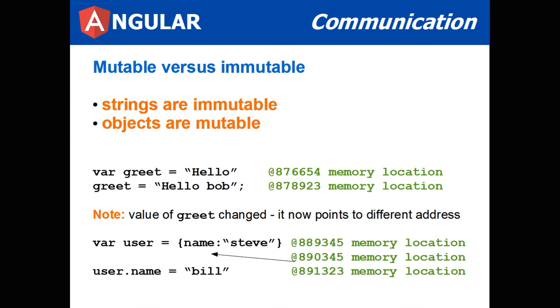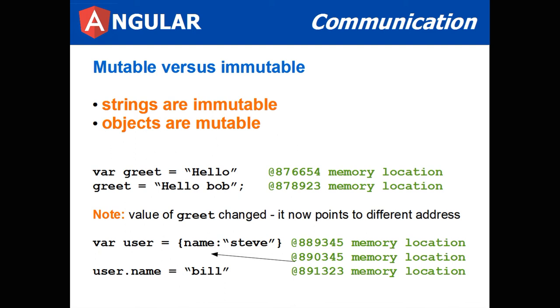Mutable versus immutable. This is important. Why? Because change detection is related to things changing. And when I say things changing, you need to know what exactly is changing for there to be change detection occurring. So strings are immutable. If you have a var greet equals hello, there's a memory location. If you change greet to hello Bob, the memory location changes. The value of greet changed. It now points to different addresses.